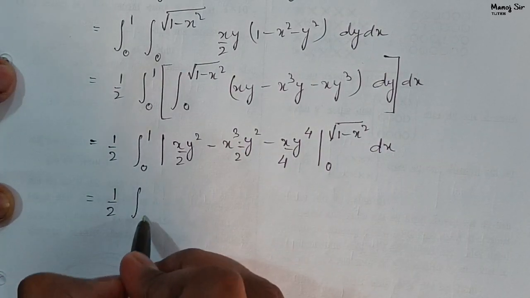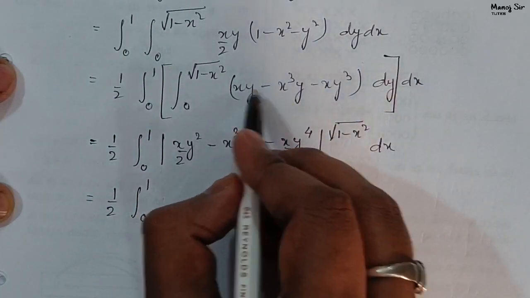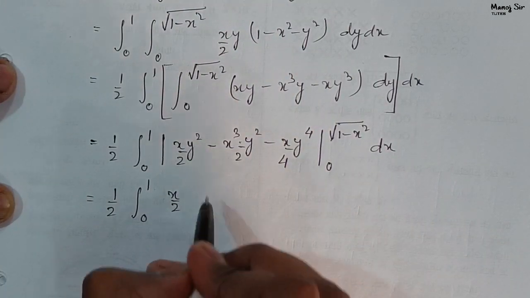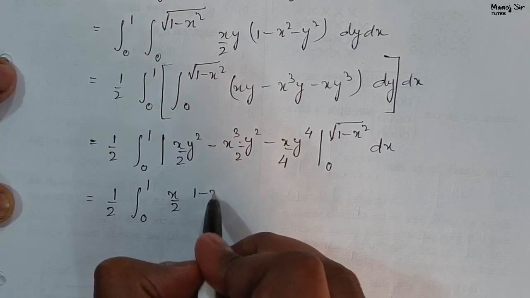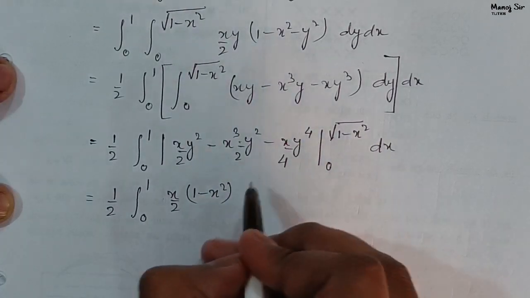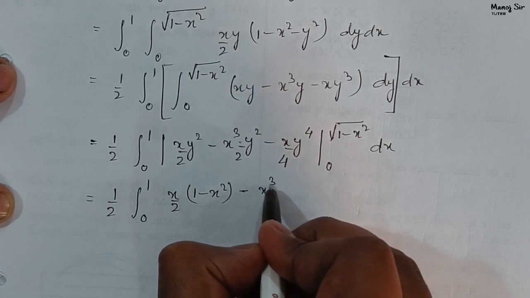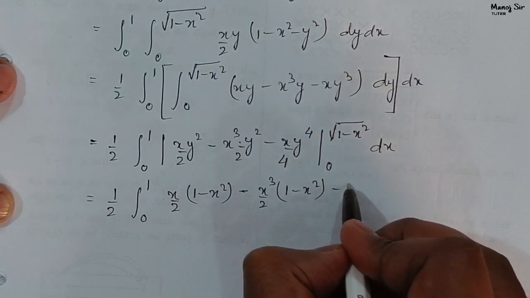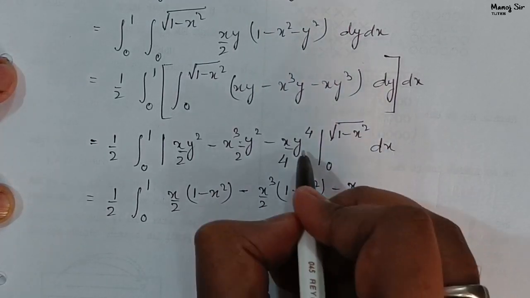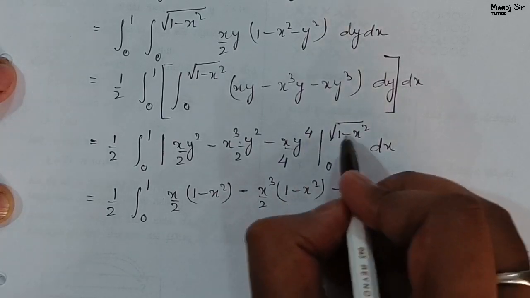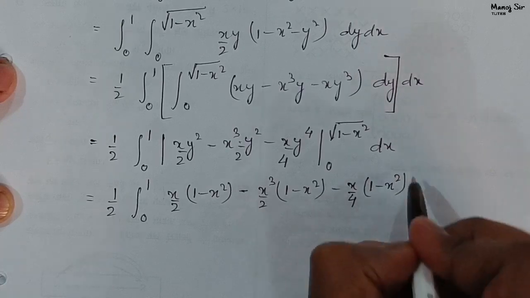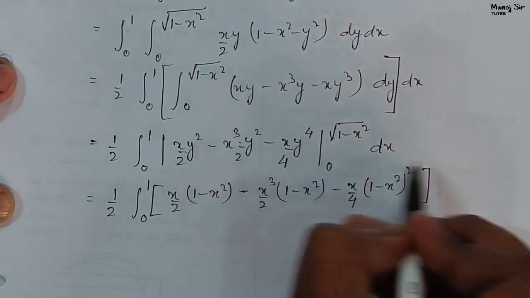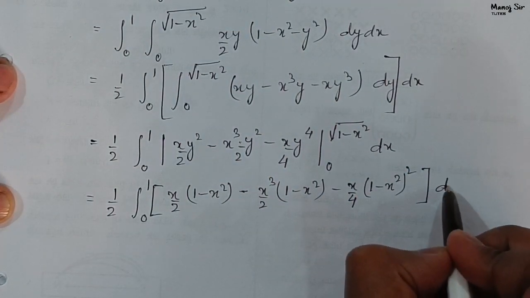Now putting the limits 0 to 1 in place of y, because we have integrated this function with respect to y. So in place of y, we will put the upper limit and lower limit. So this is x upon 2, here we have y square, so this is going to be 1 minus x square. Lower limit is 0, so ignoring that part. Minus x cube upon 2, in place of y square we will put 1 minus x square. Minus x upon 4, here we have y to the power 4, so this is going to be 1 minus x square whole square. Since the lower limit is 0, we are ignoring the lower limit part. So here we have dx.